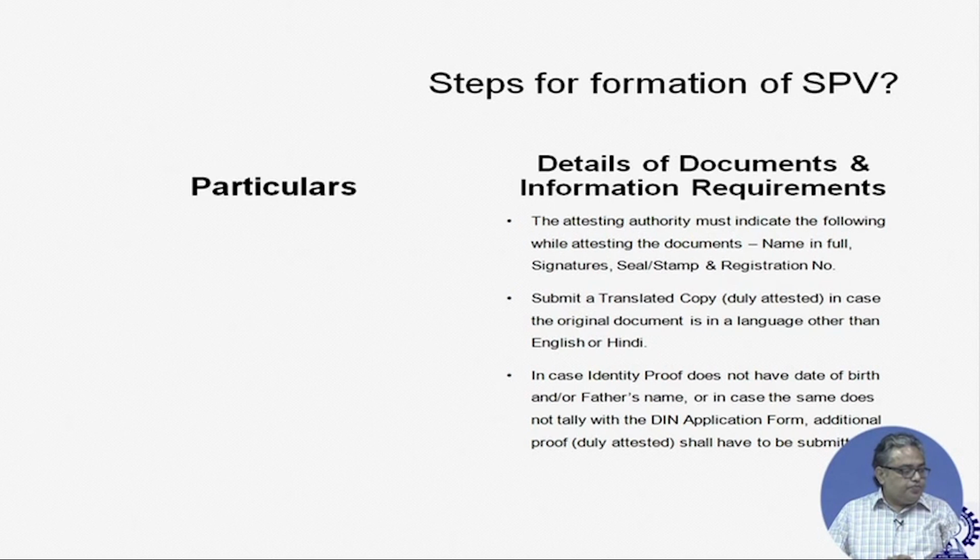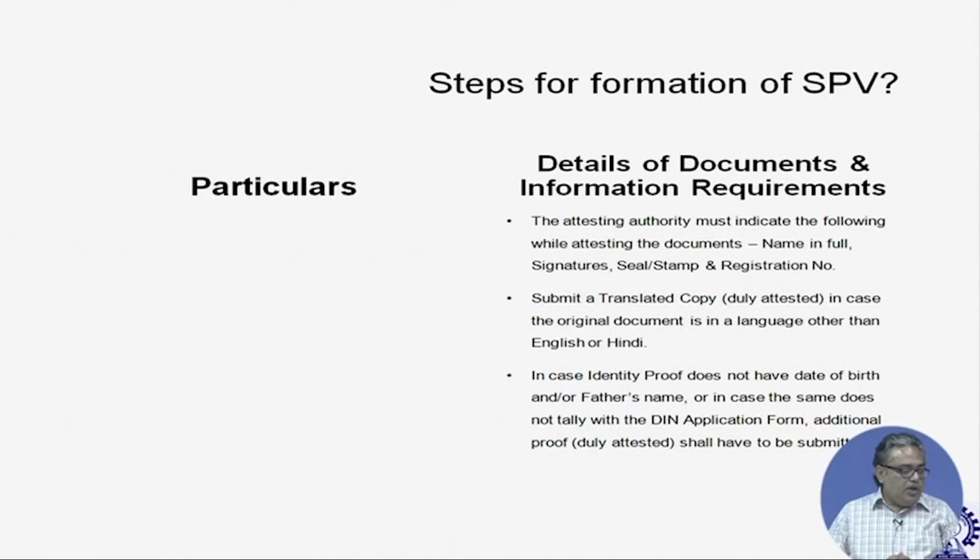Now, while attesting this particular document, the attesting authority must indicate the full name, the signature and the registration number. Then submit the translated copy if it is in a language other than Hindi and English.